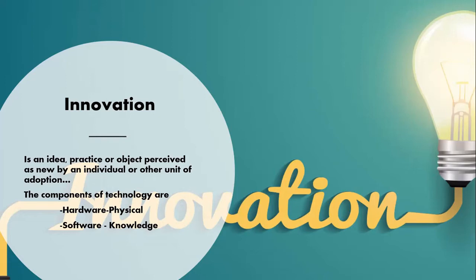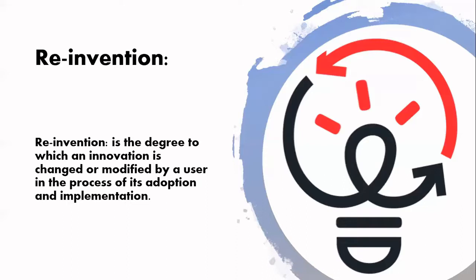Therefore, the component of innovation may be a hard product or an intangible product. As an example, hardware is physical and software is knowledge. So an innovation can be a tangible product that can be touched, or an intangible product. It may be an idea, knowledge, or whatever else is called an innovation. Sometimes for innovation we also use the word re-invention.